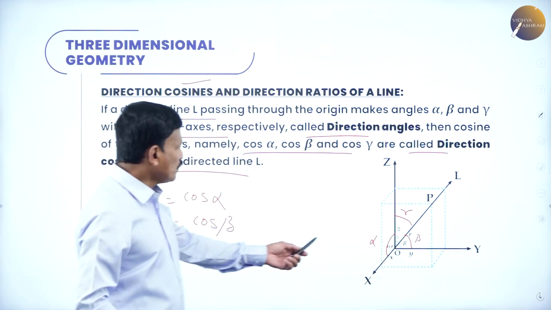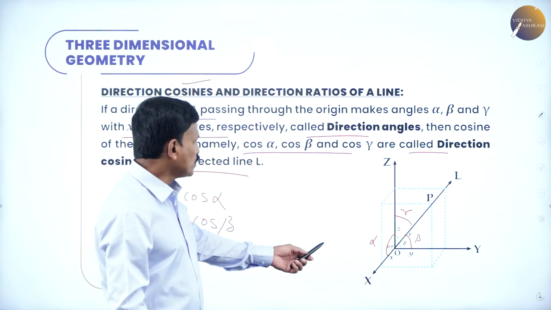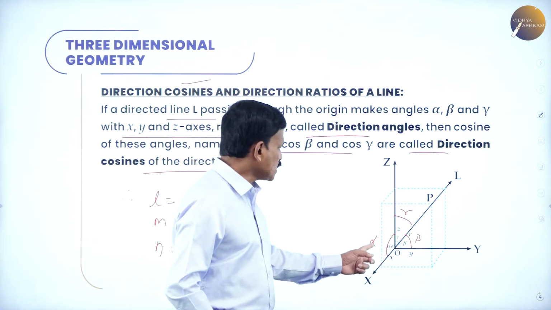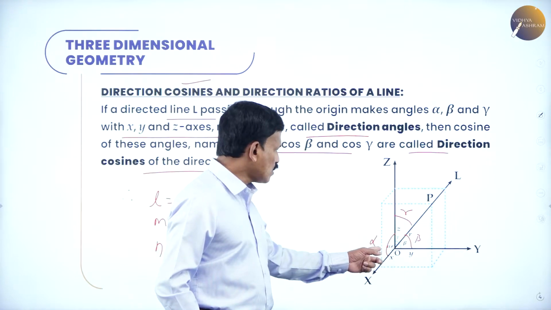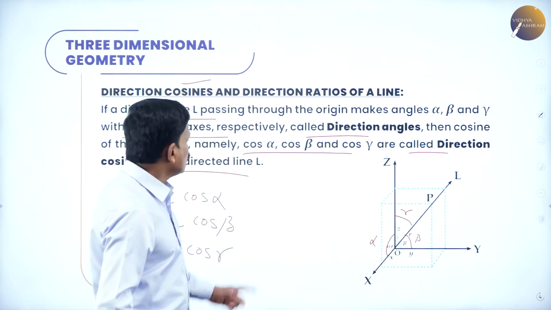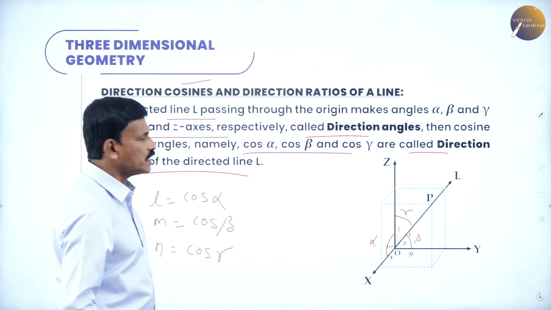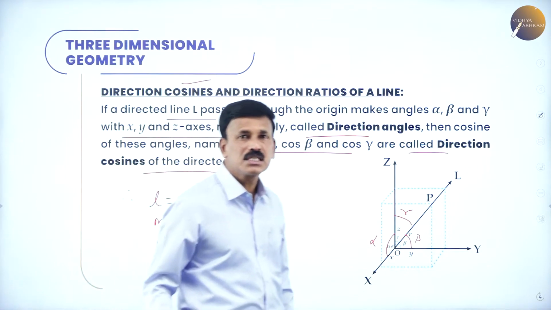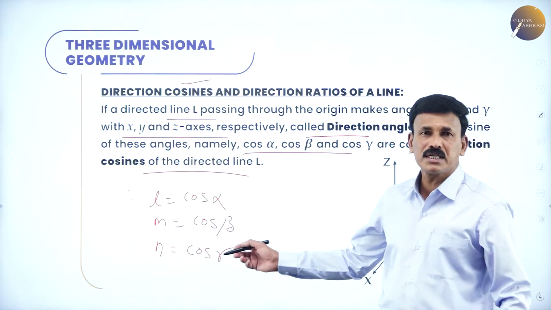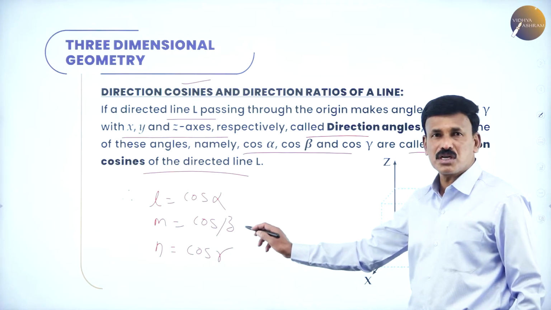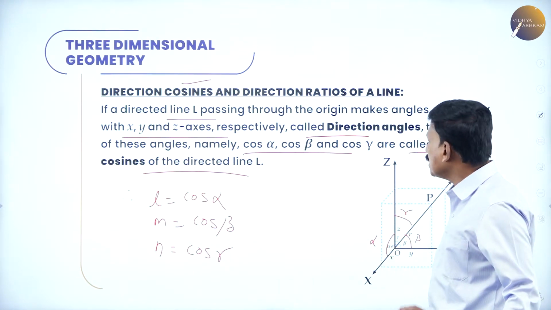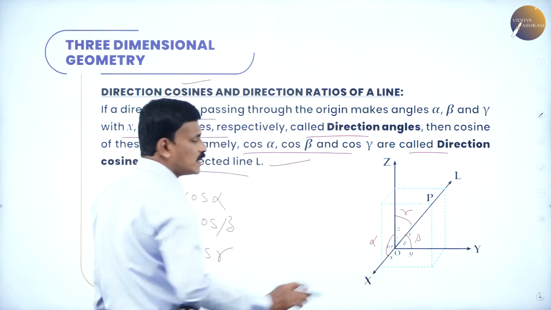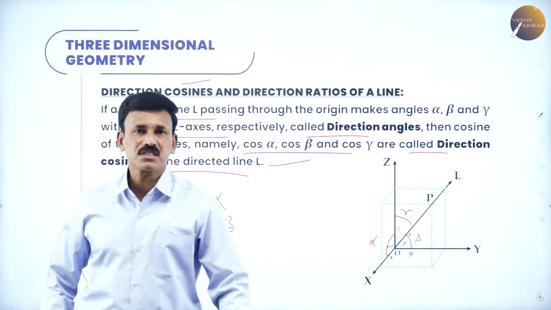Suppose a line L passes through the origin and makes angles alpha, beta, gamma with the positive direction of the x-axis, y-axis and z-axis. Then these alpha, beta, gamma are called direction angles, and the cosines of these direction angles, cos alpha, cos beta, cos gamma, are called the direction cosines, denoted as l is equal to cos alpha, m is equal to cos beta and n is equal to cos gamma. These are called the direction cosines of the directed line L.